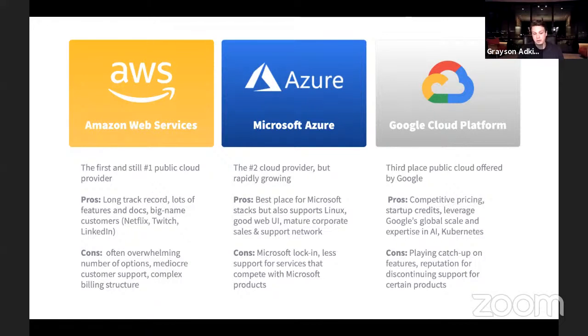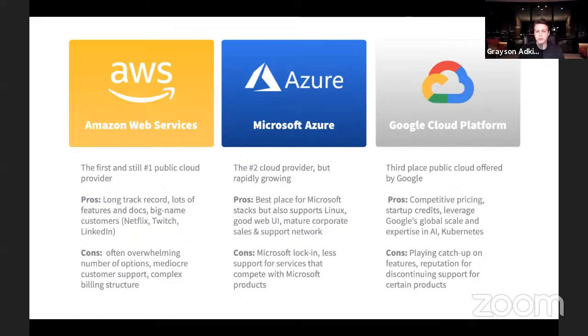The cons: an overwhelming number of options sometimes. They have quite literally hundreds of products. Some of them are very similar. It's not always clear which product is meant for what, and they're constantly releasing more. They tend to have, in my experience, mediocre customer service, and they tend to have a complex billing structure. So deciphering what you're getting charged for, why your bill still says you're getting charged for something because you didn't shut down some resource, can be a little frustrating.